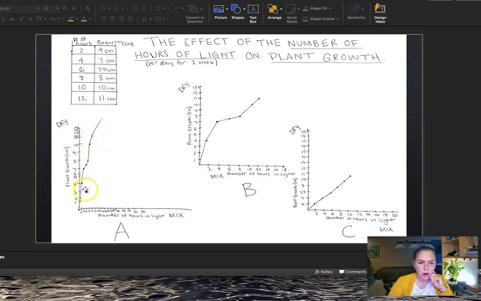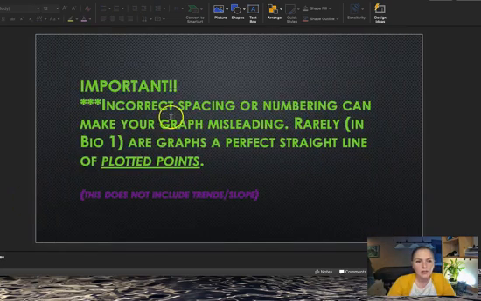That's going to throw off the way your graph looks. Your trends and the way the data is supposed to be displayed will be skewed and wonky. So make sure that you're spacing this nicely. If you're working with graph paper or Excel or anything like that, that shouldn't be an issue. But again, make sure your intervals are consistent and your spacing is good. Like I said, incorrect spacing can lead to misleading graphs.